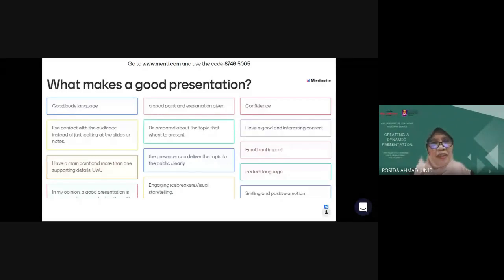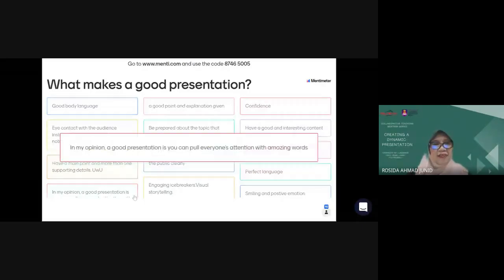Wow. The presenter can deliver the topic to the public clearly. Yeah. Be prepared about the topic that you want to present. I assume that's what the student is saying here. Exactly, correct. Like it. Keep coming up. A good point explanation given. So far we have 16 responded. Can we have more there? In my opinion, a good presentation is you can pull everyone's attention with amazing words. Exactly, an attention grabber. Good. So keep having it.